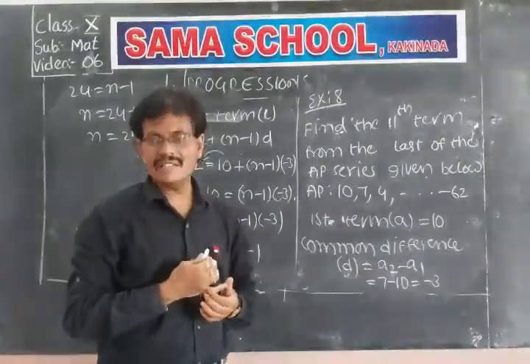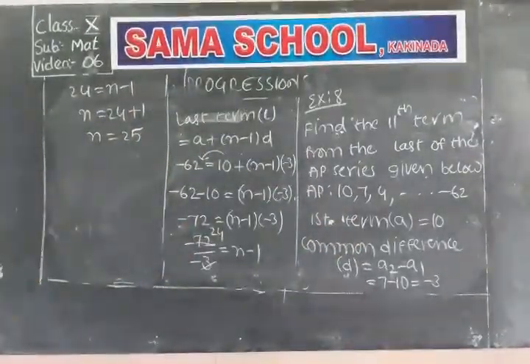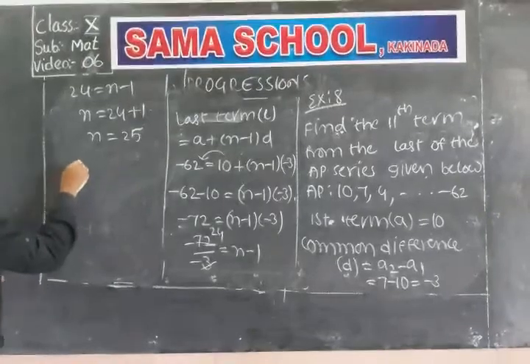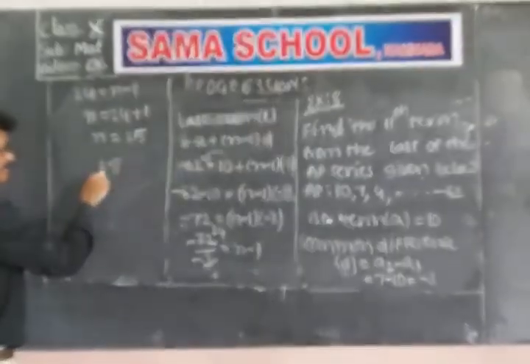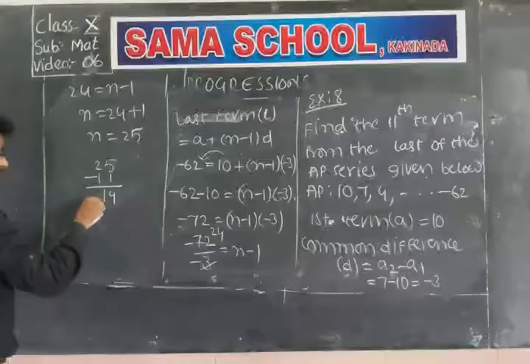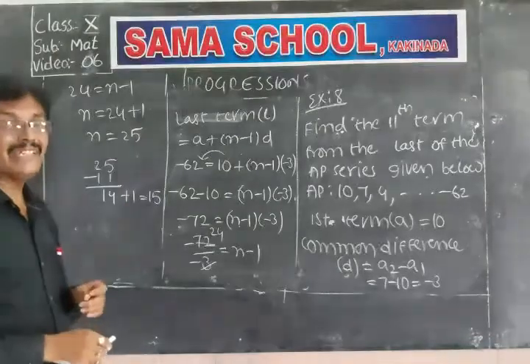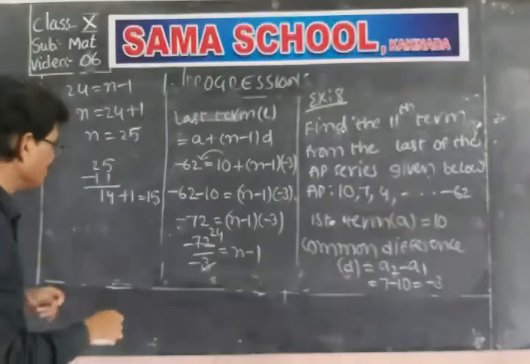Now we should find the 11th term from last. So 11th term means here 25 minus 11, 25 minus 11 is 14, 14 plus 1, 15. 11th term from last means the 15th term becomes the 11th term.